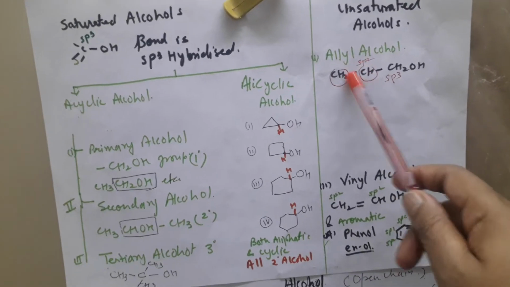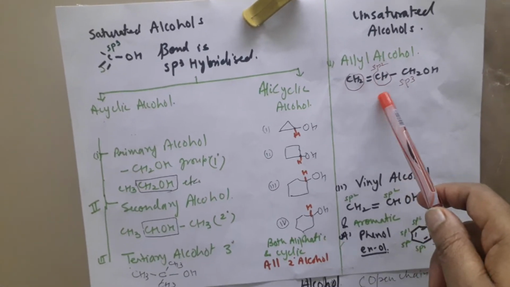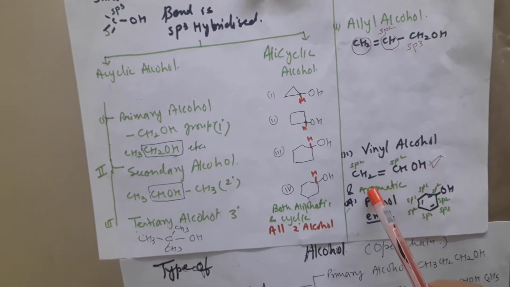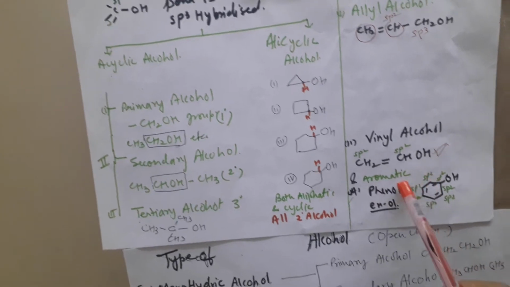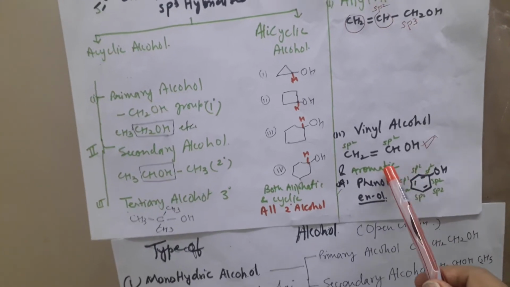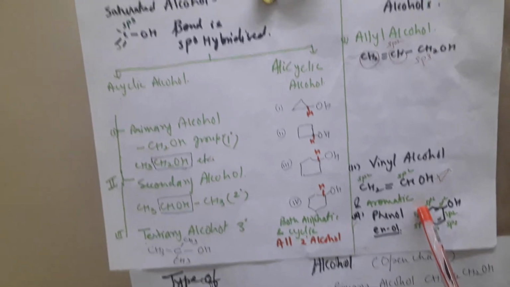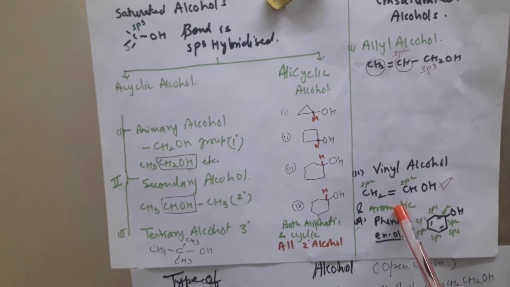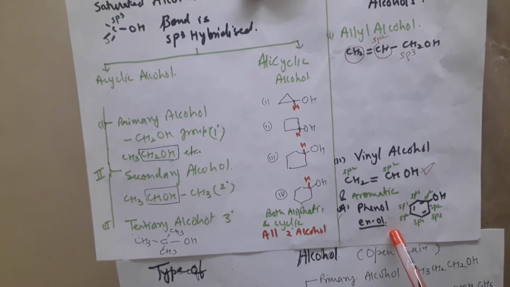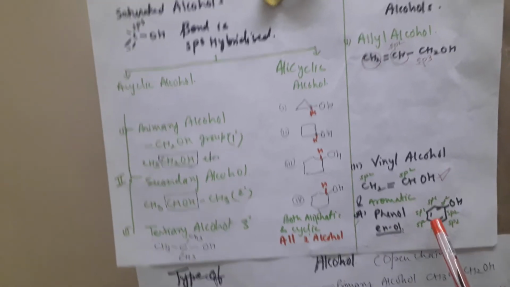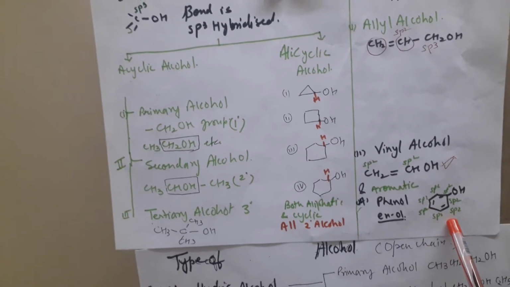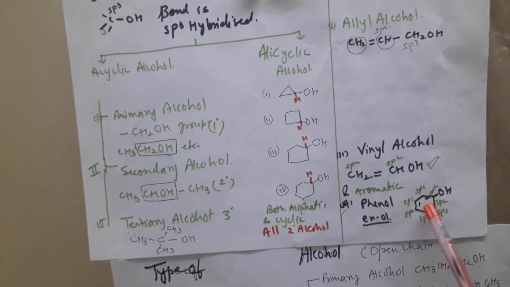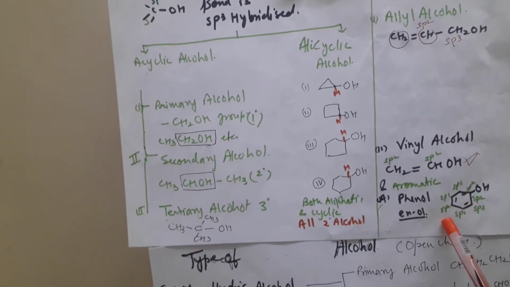Why am I saying that? Because it has a C double bond C. And the second is vinylic alcohol, CH2=CHOH. We are not calling it 2-degree alcohol because it is a different class of alcohol, where the OH group is attached to an sp2 hybridized carbon. Clear? Now phenol we know about; we'll discuss it later, when we discuss phenol. But here also the OH group is attached to the benzene ring, and this benzene ring is aromatic.